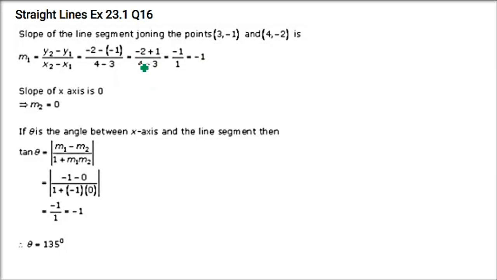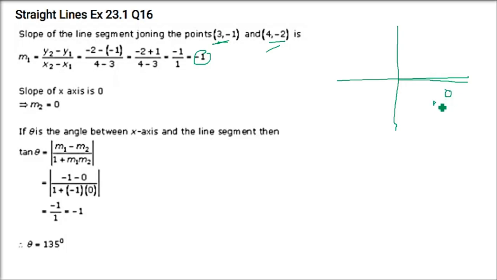Find the angle between the x-axis and the line joining the points 3, -1 and 4, -2. This same question will be coming. So first of all, 3, -1 and 4, -2 are given. So let us find the slope. The slope is y2 minus y1 by x2 minus x1. Your x1, y1 is 3, -1, x2, y2 is 4, -2. So the slope is -1.